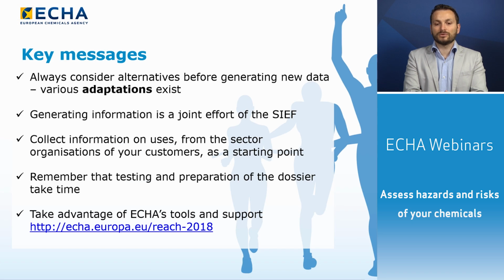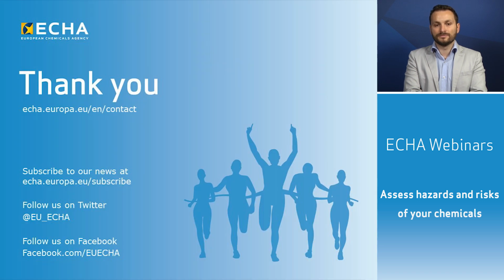Now that we have talked about how to assess hazard, classification, exposure, and risk, we can conclude with some key messages. Always consider alternatives before generating new data. In fact, various adaptations exist. Generating information is a joint effort of the CF. Collect information on uses from the sector organizations of your customers as a starting point. Remember that testing and preparation of the dossier takes time. And finally, to conclude my presentation, take advantage of ECHA's tools and support. Use the link on our website that you see in this slide. Thank you.